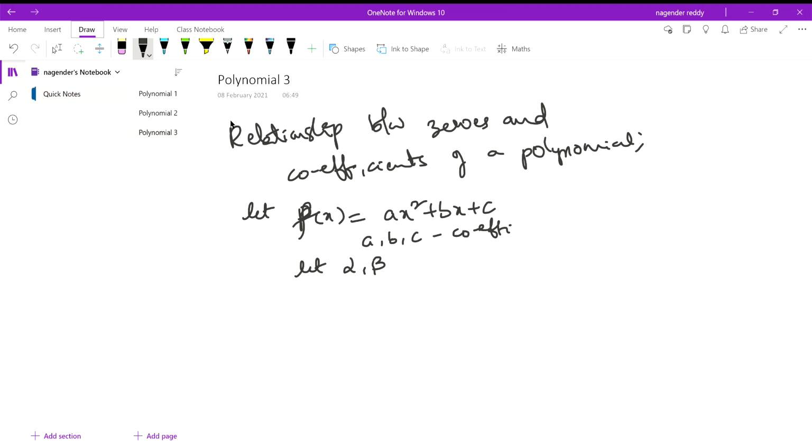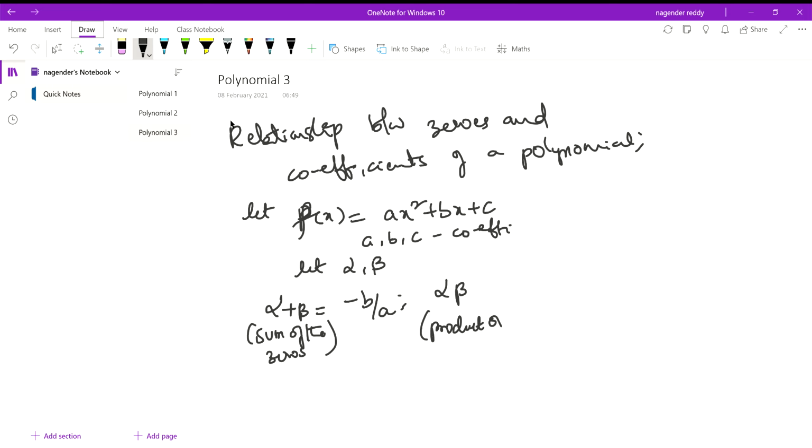See here. The first concept: alpha plus beta, the sum of the zeros, is equal to minus b by a. That means minus of x coefficient by x square coefficient, minus b by a. Alpha beta means the product of the roots, the product of the zeros. That is c by a, that is constant by x square coefficient.